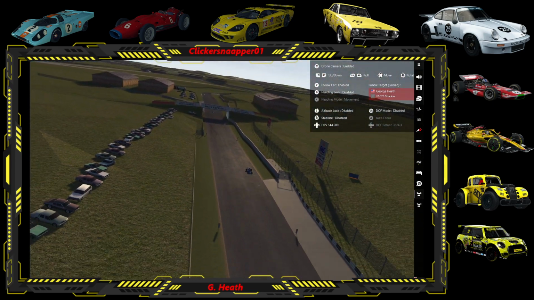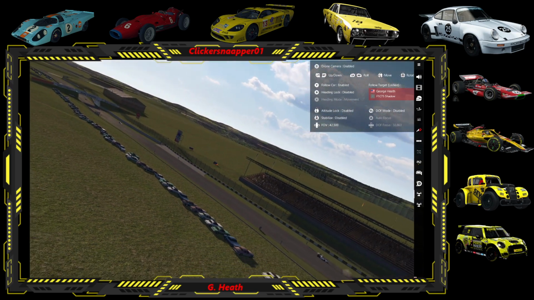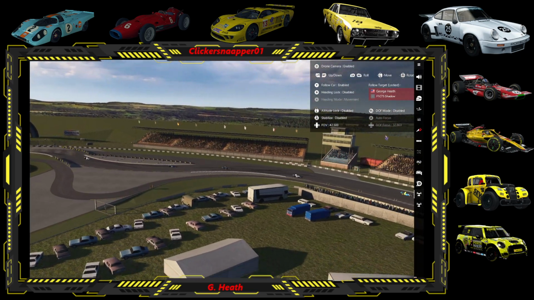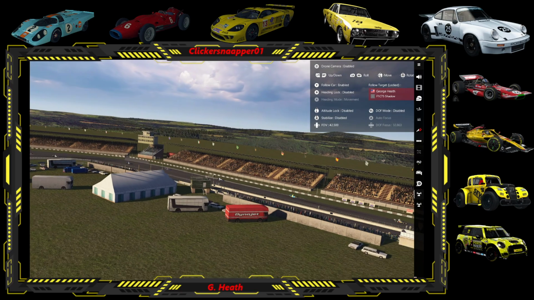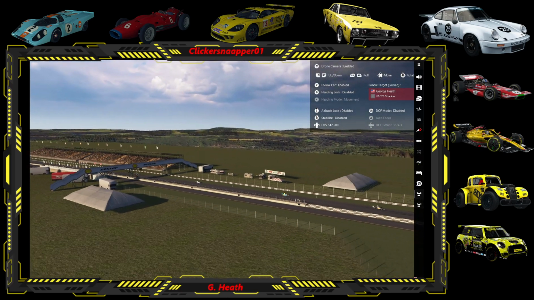Mr. Bang in Farm Straight is 9th, is being passed by George Heath. Driving the drone isn't that easy, especially when you don't know it that well. But it is fun.